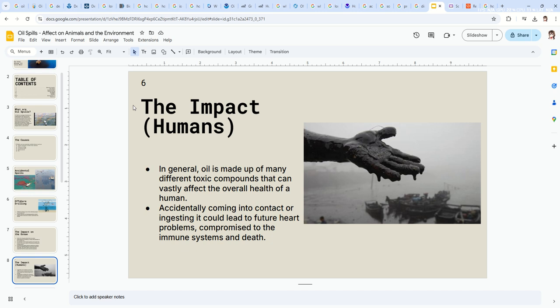Humans and wildlife as well are not outside of the threat. This oil is made of toxic compounds, and if humans or wildlife were to come into contact with it, it would affect their overall health. If humans were to come in contact or accidentally ingest it, then it would lead to future heart problems or compromising their immune systems.